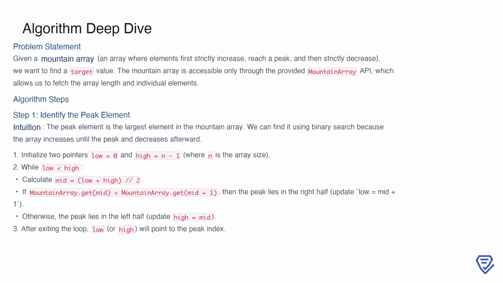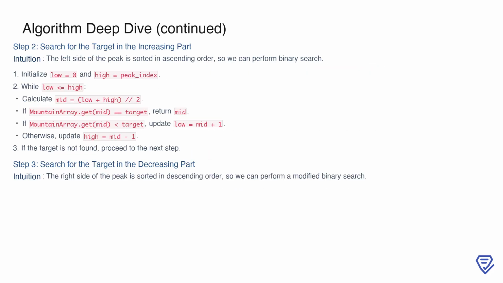After identifying the peak, we focus on the left side of the array, which is sorted in ascending order. This allows us to use a standard binary search to look for the target. We initialize low to the start of the array and high to the peak index, then repeatedly calculate the mid index. If the value at mid matches the target, we return the index. If the value is less than the target, it means the target lies to the right, so we adjust low. Otherwise, if the value is greater than the target, we adjust high to search the left side.